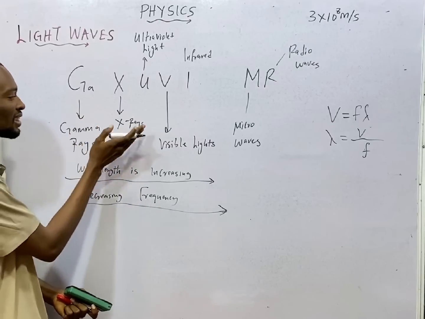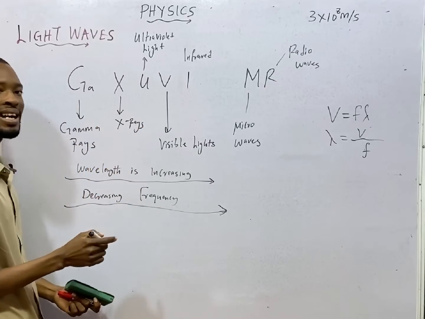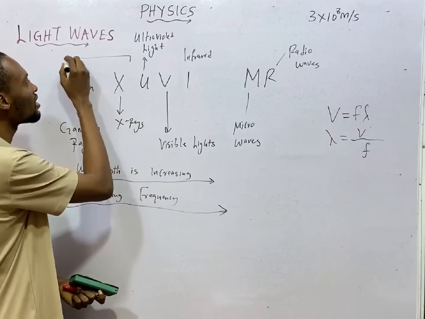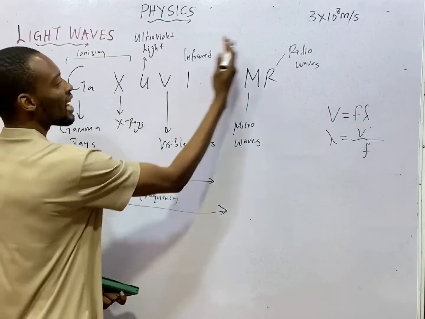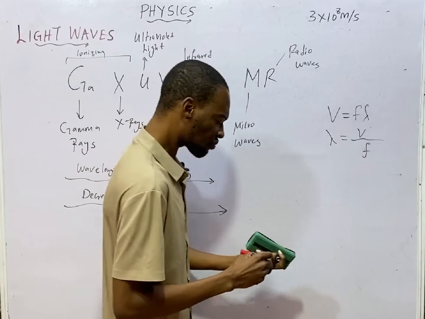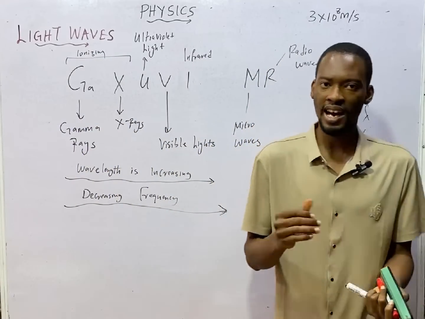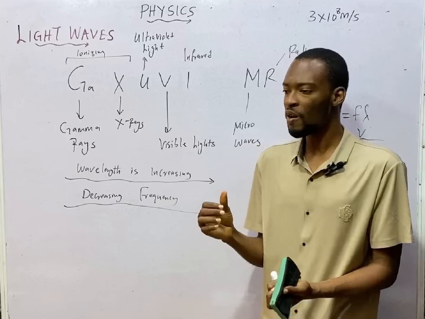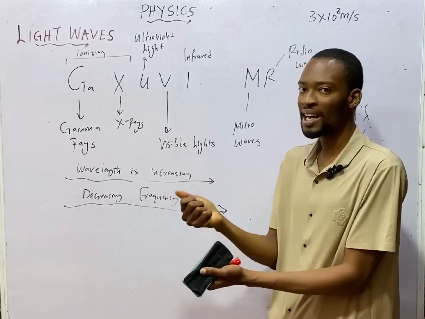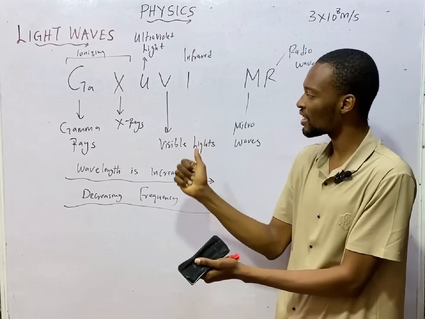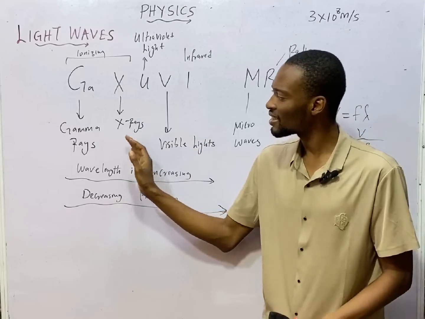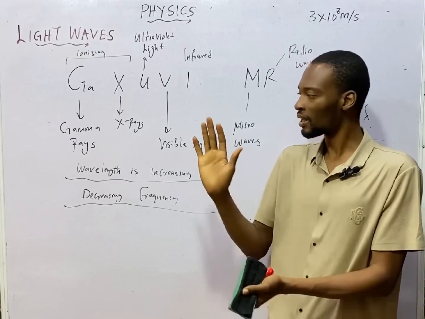Gamma rays and X-rays are the most ionizing. In fact, this part is referred to as the ionizing region, while these others are non-ionizing. In chemistry, ionization energy is the energy required to remove an electron from an atom. That is ionizing energy. So these can pull out an electron from an atom.